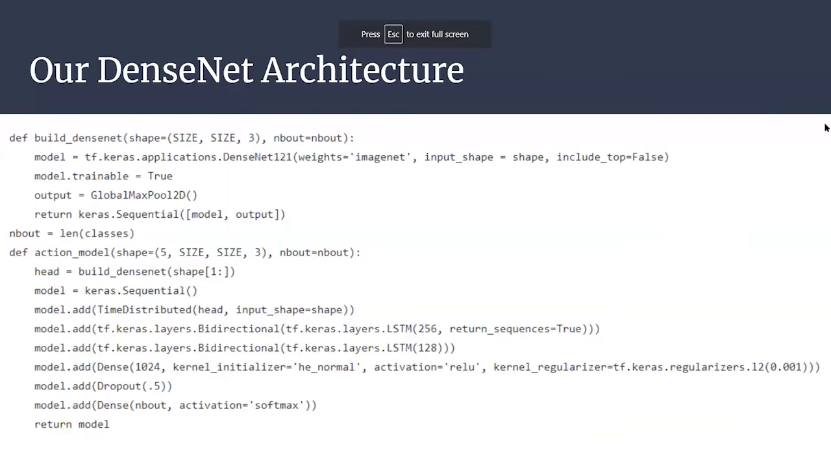Our DenseNet model adopted pre-trained weights from ImageNet, excluding the top layers. The base model is entirely trainable. It is then followed by a global max pooling layer, a time-distributed layer, two bidirectional LSTM layers, a dense layer, a dropout layer, and the output layer.